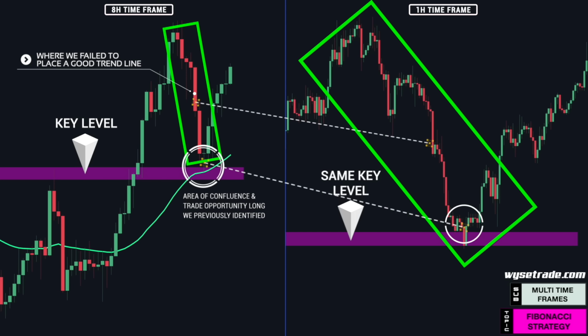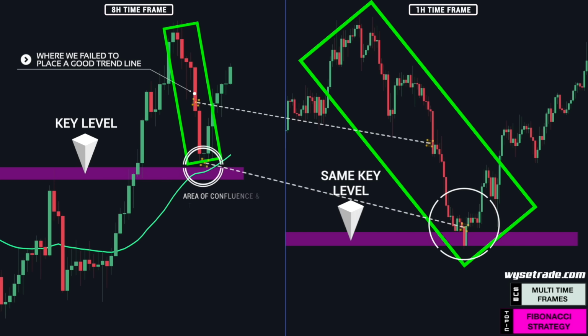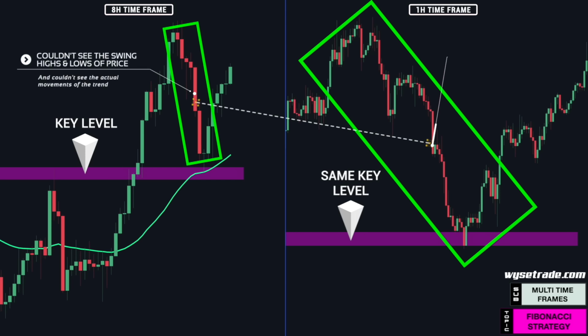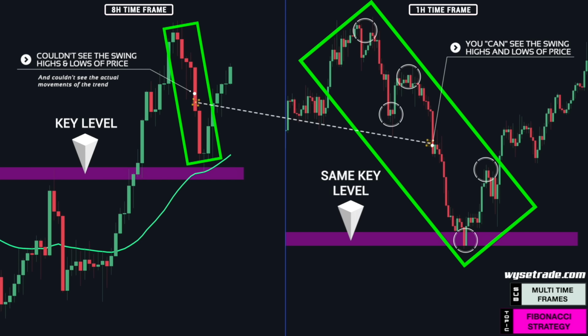And here is the same area on the 1-hour time frame. Now on the 8-hour time frame we previously looked at, notice how you couldn't see the swings of price. Whereas on the 1-hour time frame, you can clearly see the swing highs and swing lows and movements of price.